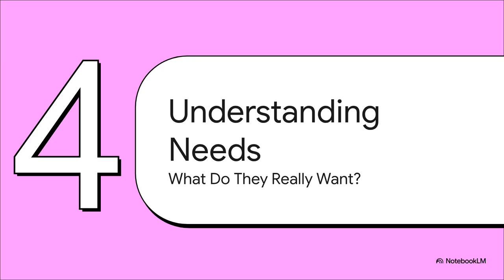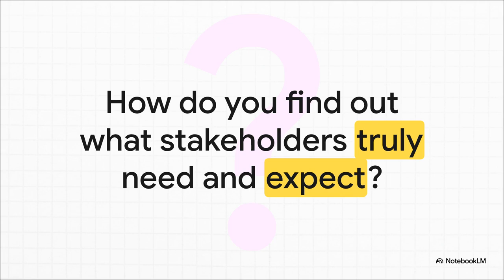You've identified everyone, you've prioritized them, so now you know who you need to talk to. The next logical step is to figure out what they actually care about. This is where we move past our assumptions and really dig into their true motivations and concerns. But how do you actually do that? How do you get beyond the polite surface-level answers to find out what your key stakeholders are really thinking and what they truly need from this whole thing?